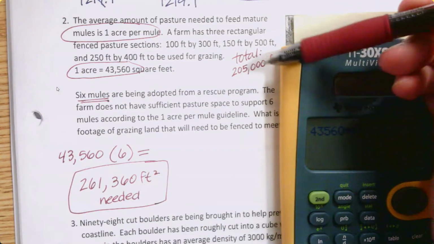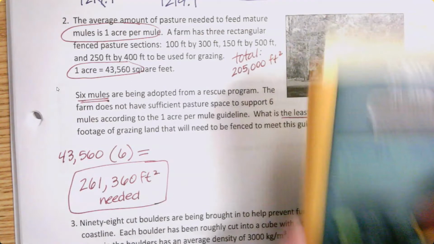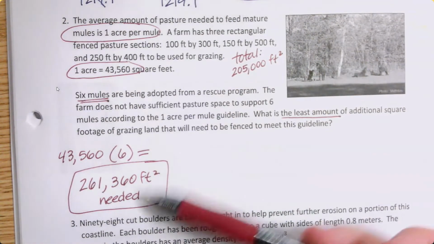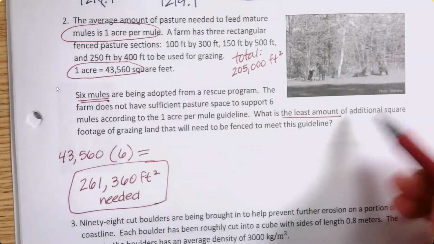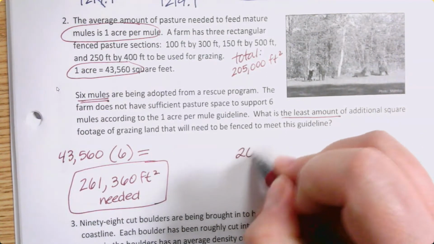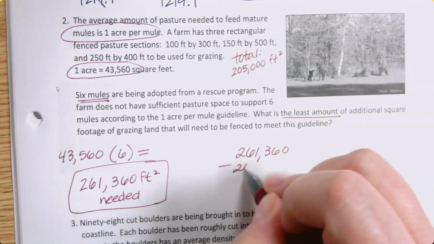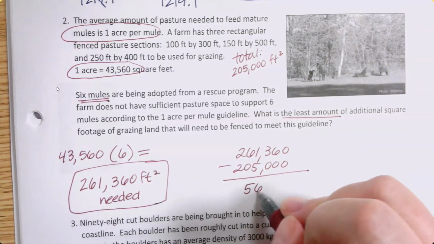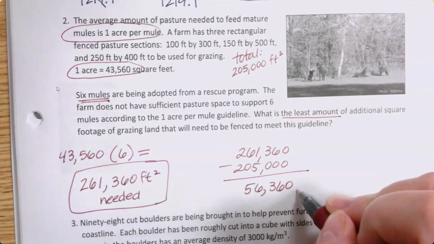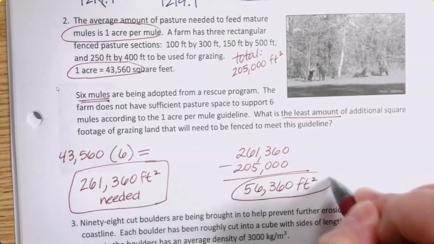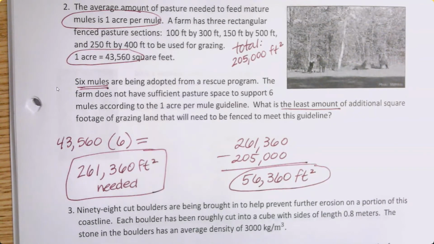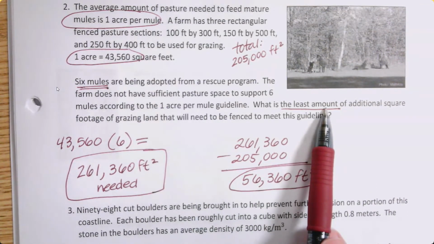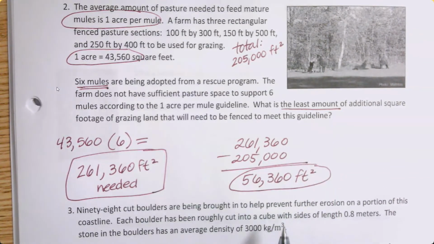We already said this is how much we have. So when they say what is the least amount of additional square footage, I'm just going to subtract. That's all I've got to do. Additional means how much more? So we need 261,360 minus 205,000. And that is 56,360 square feet. So if the pastures were arranged perfectly so I could easily add the amount I needed, in other words, I didn't have to add more than I needed because of the river handling, then this is how much additional grazing land I need before I get those 6 mules on my list.